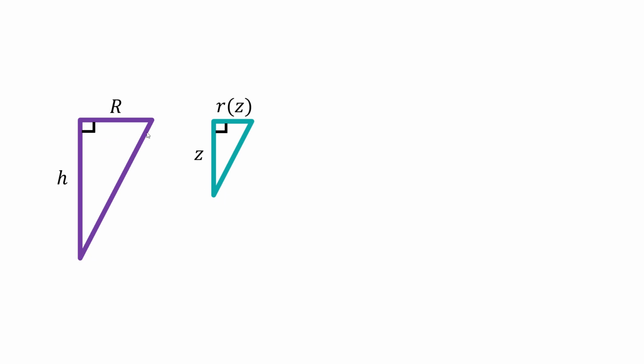So if this angle is the same as this angle, and this angle is the same as this angle, well, in order for both triangles to add up to 180 degrees, these remaining angles have to be the same as well. And we have two similar triangles. Thus, the ratio of the two known sides of one triangle, r over h, is equal to the ratio of the two known sides of the other one, r as a function of z over z.